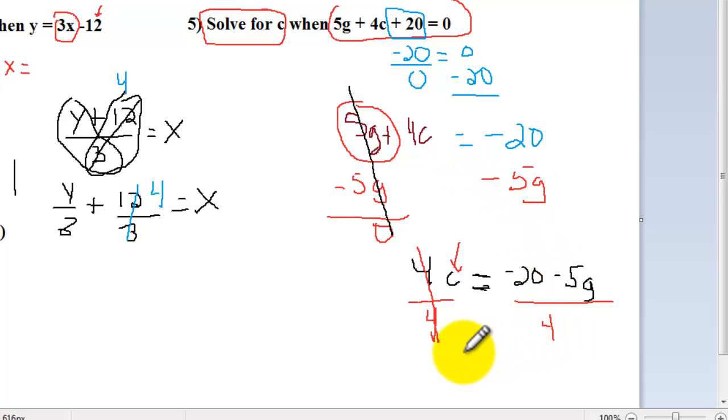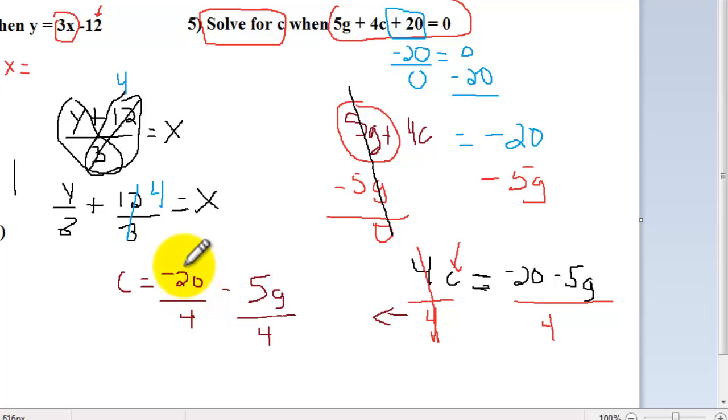We can simplify this. Remember, if you take the 4 as a denominator under the 20, you have to also put it under 5g. So if we were to spread that out, it would equal c equals, and I'm going to separate each piece so it has its own denominator of 4. Minus 20 over 4 minus, because that there is minus, 5g over 4. So this reduces to 5. We have c equals 5 minus 5g over 4.